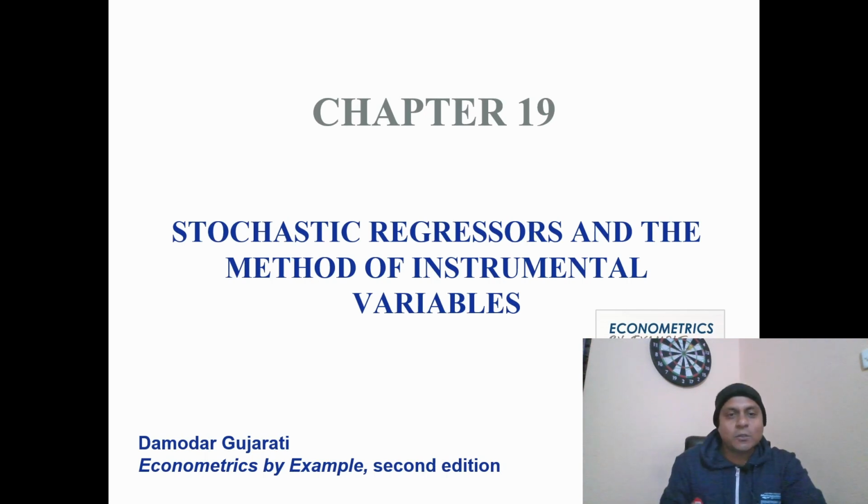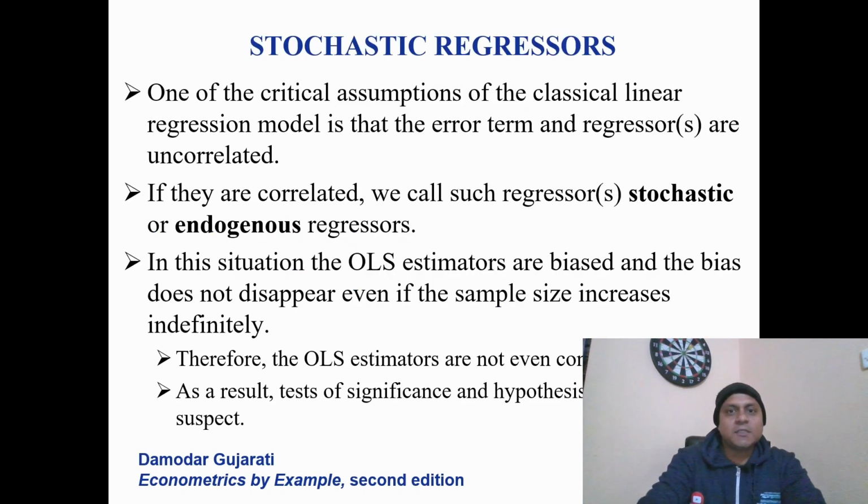So the last part of this video is called the method of instrumental variable. In stochastic analysis or any regression analysis, there is always a chance of an endogeneity problem. The endogeneity problem occurs when your regressors or explanatory variables are related to your error term, because you know that an error term should be uncorrelated with your explanatory variable, meaning your independent variable. But if they are correlated, we call such regressors stochastic or endogenous regressors.